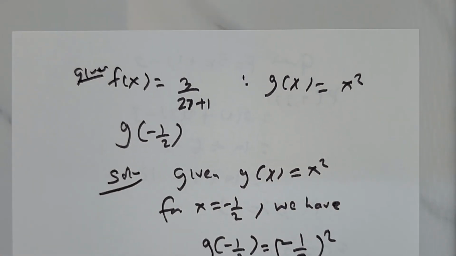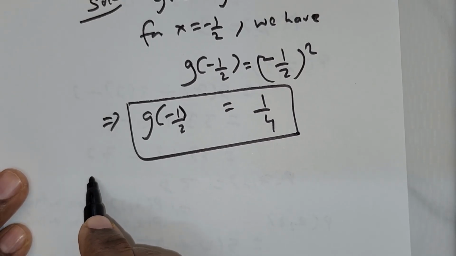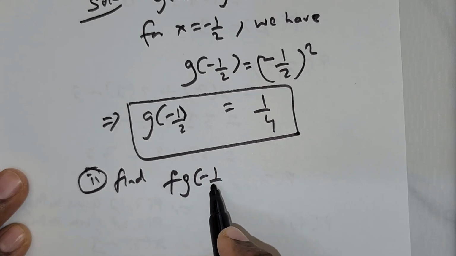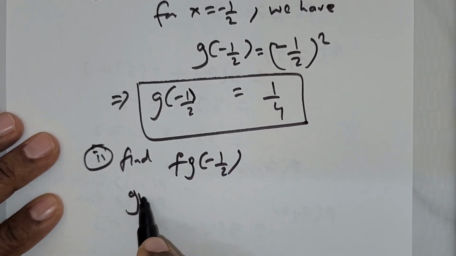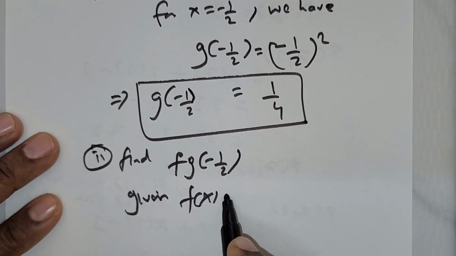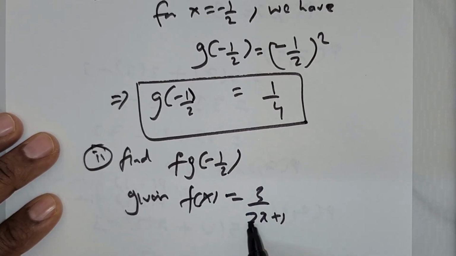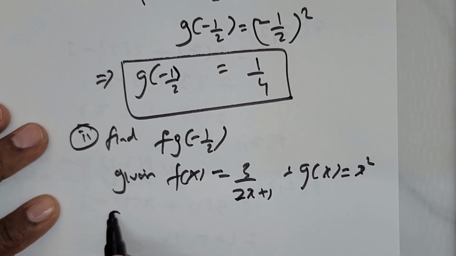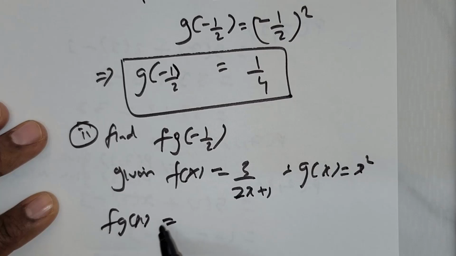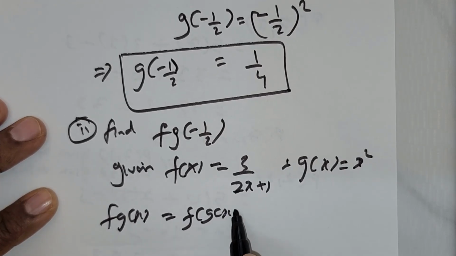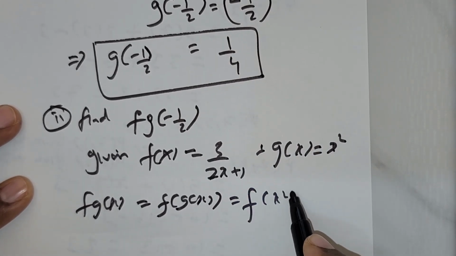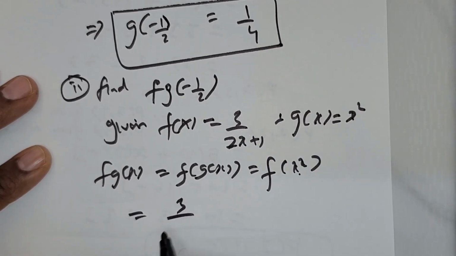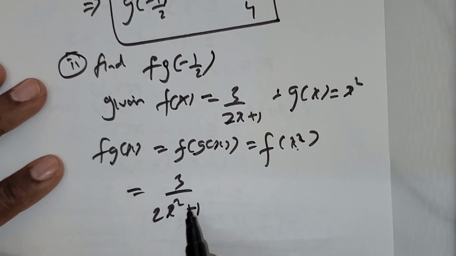So the next part of the question is we are asked to find fg of negative 1 over 2. Now what are we given? f of x is 3 over 2x plus 1, g of x is x squared. So first fg of x is nothing but f of g of x, which is nothing but f of x squared, in place of x you substitute x squared. So 3 over 2 times x squared plus 1.